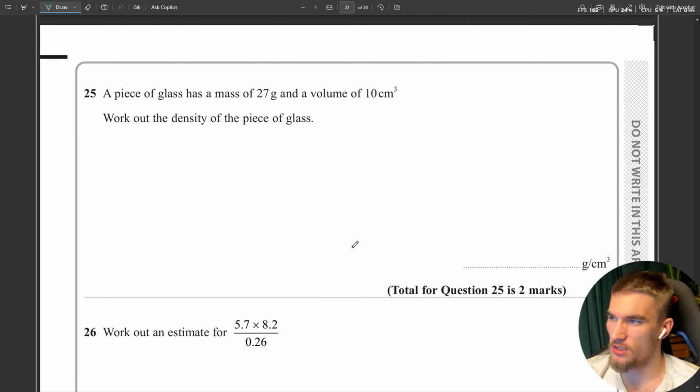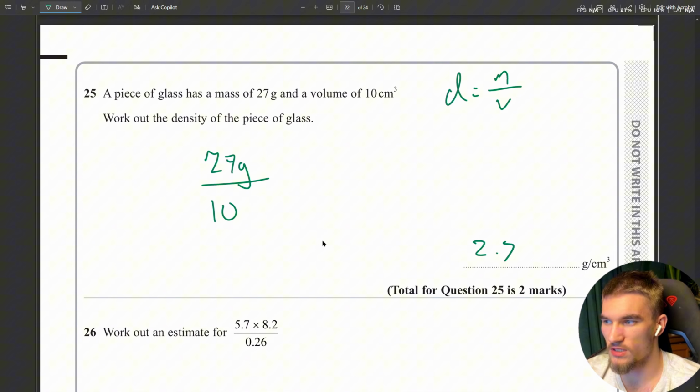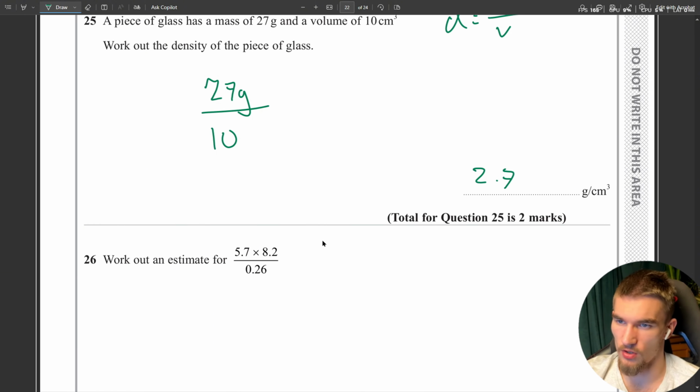A piece of glass has a mass of 27 grams and a volume of 10 centimeters cubed. Work out the density of the piece of glass. So density equals mass divided by volume. All right, you should know this formula. So now, what's my mass? My mass is 27 grams and my volume is 10 centimeters cubed. So therefore the density must be 2.7 grams per centimeter cubed.